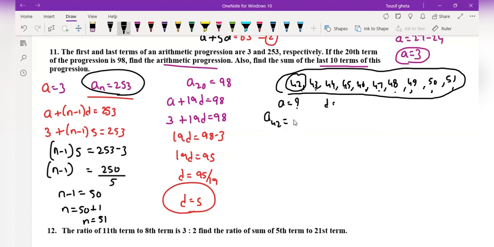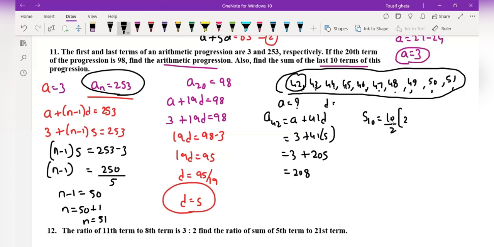Remember, okay. So the formula for a42 is a plus 41D. What is our A value? 3 plus 41, D value is 5. So 3 plus 41 times 5, which is 208. Let us find out the sum of the last 10 terms. 10 by 2. This time the A value is not the A value they gave, because we are not adding from the first, we are adding from the last. So of the last 10 terms, the first term is the 42nd, whose value is 208. That will be our A value. Remember, okay.